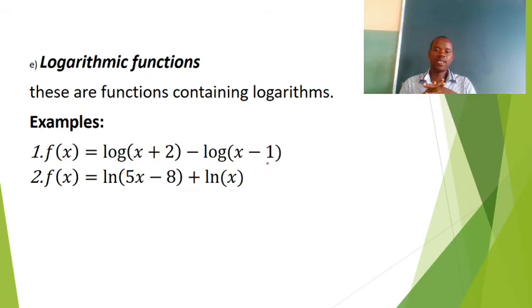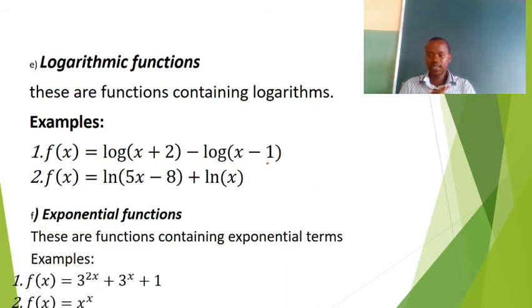You remember that ln is the abbreviation of Napier's logarithm, or natural logarithm in French. That L is standing for logarithm, and N is for Napier, or logarithm naturel. Napier's logarithm or natural logarithms.